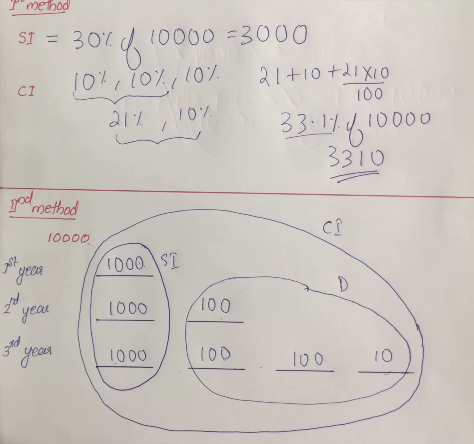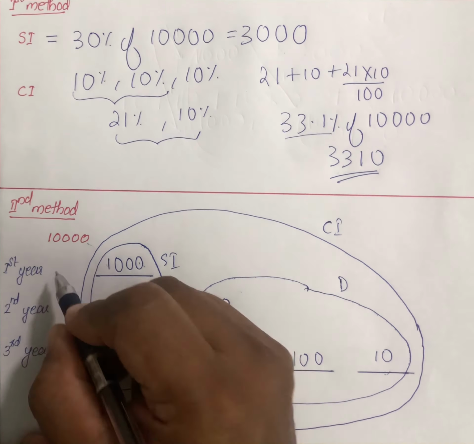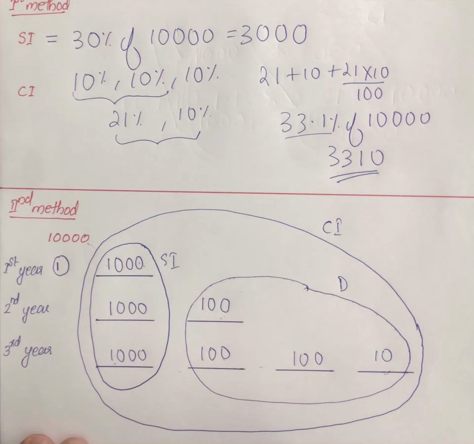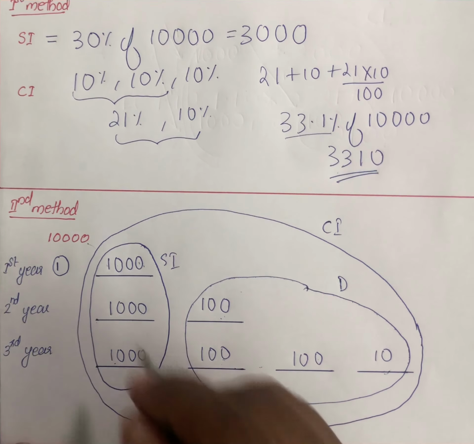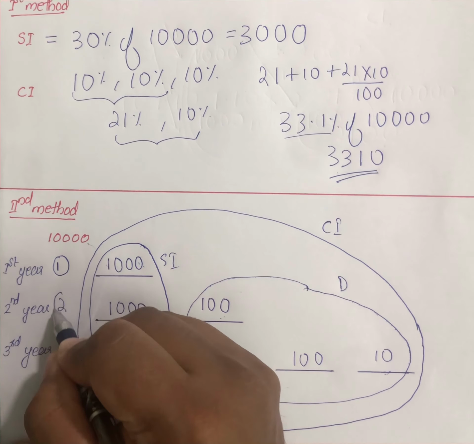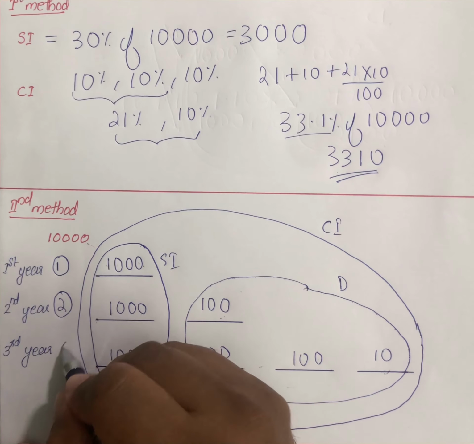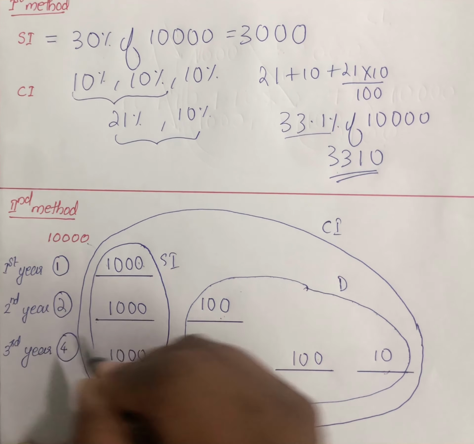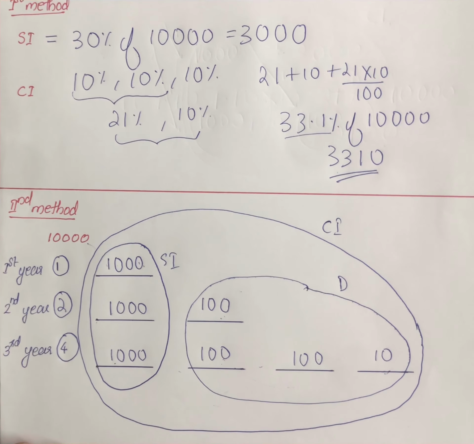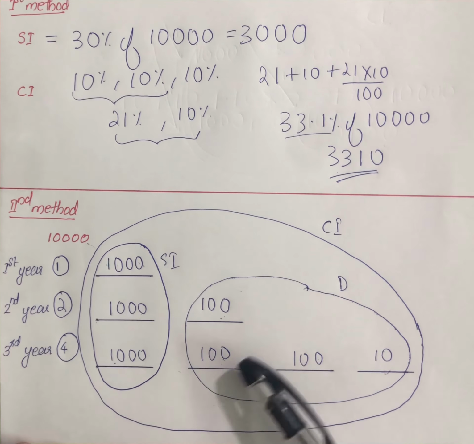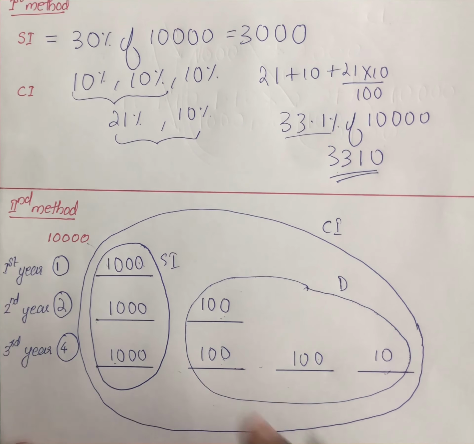So I'll tell you a simple tip how you can do this. First year there will be only 1 value. Second year 1 double, there will be 2 values. Third year 2 double, there will be 4 values. If there is 4 years, 4 double, there will be 8 values. So first of all, if you have a clear idea of how many values there will be, then you can directly fill and find the answer.